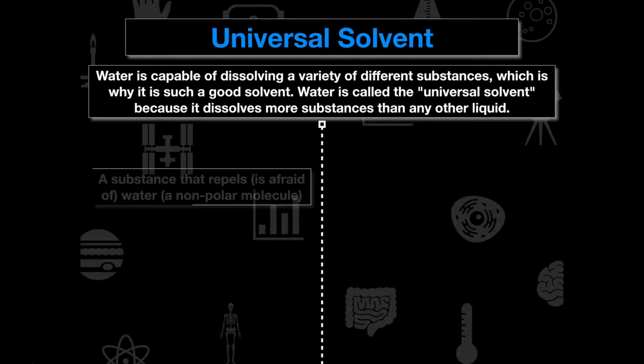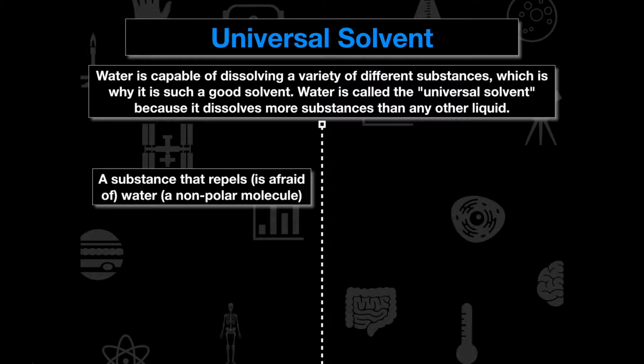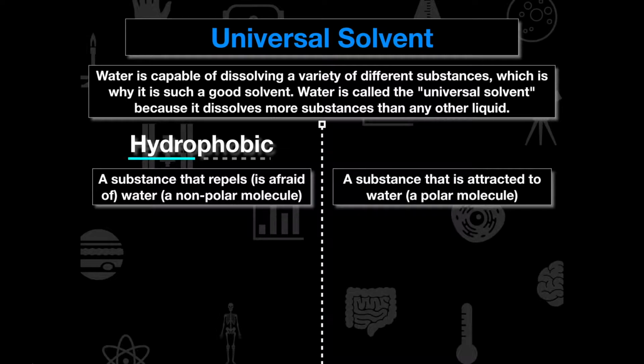Now there's a couple vocabulary words we have to understand. A substance that repels water or is afraid of water is going to be a nonpolar molecule. And we call that hydrophobic. Hydro meaning water, phobic meaning afraid. Now, a substance that is attracted to water is a polar molecule, and we give it the vocabulary word hydrophilic. Hydro meaning water, philic meaning loving. So phobic means afraid, hydro means water, and philic means loving.